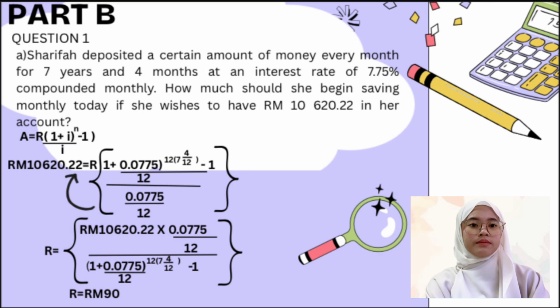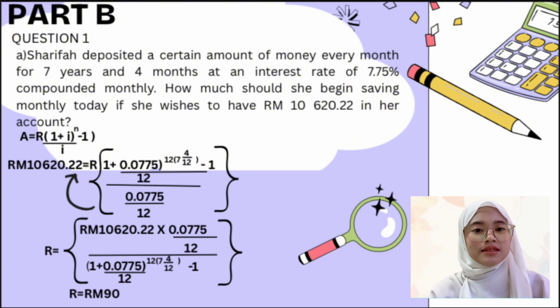Her deposit a certain amount of money every month for 7 years and 4 months at an interest rate of 7.75% compound monthly. How much should she begin saving money today if she wishes to have 10,620.22 in her account? First, we use the formula A equals R open bracket 1 plus i close bracket to the power of n minus 1 over i close bracket.